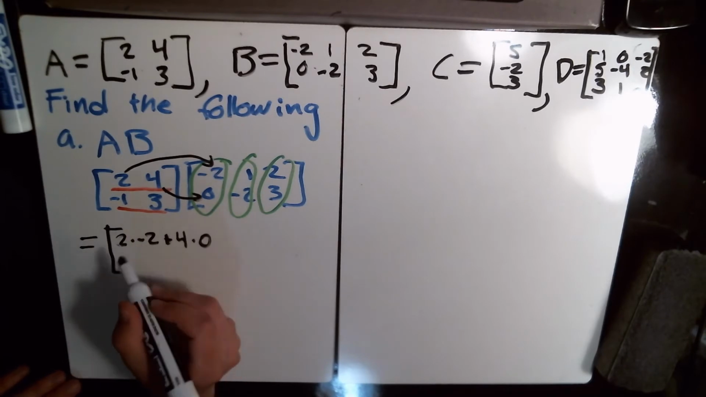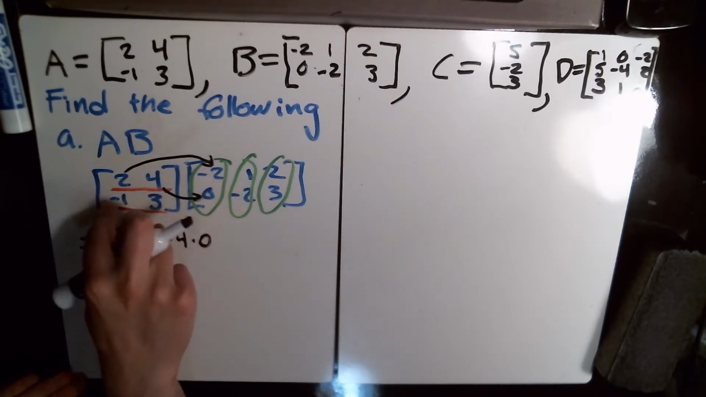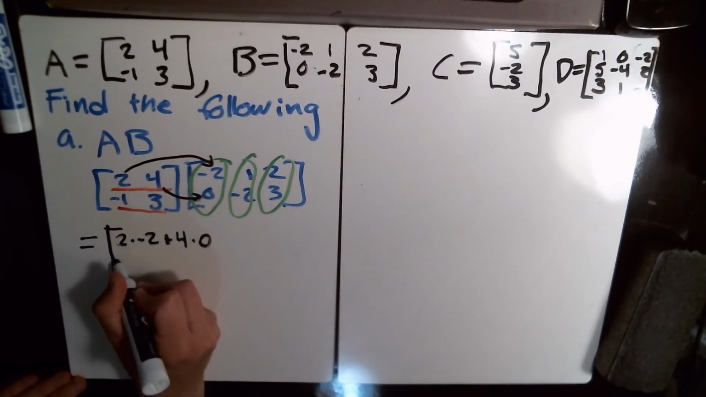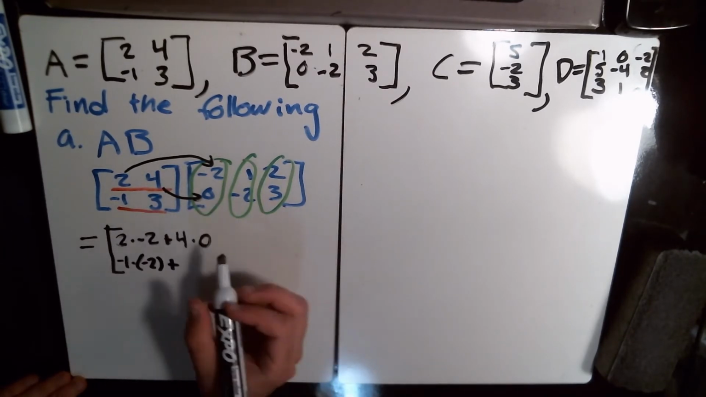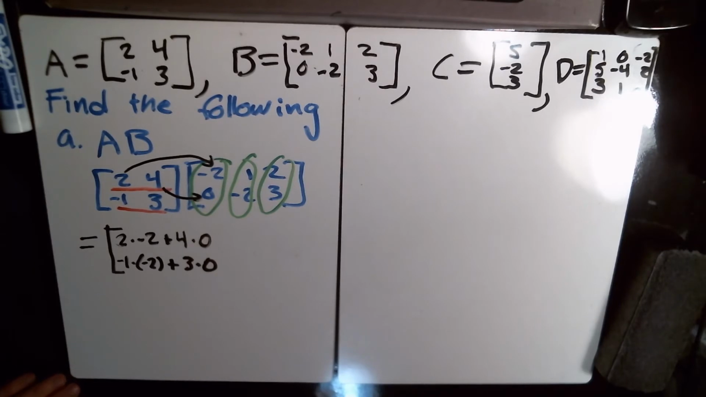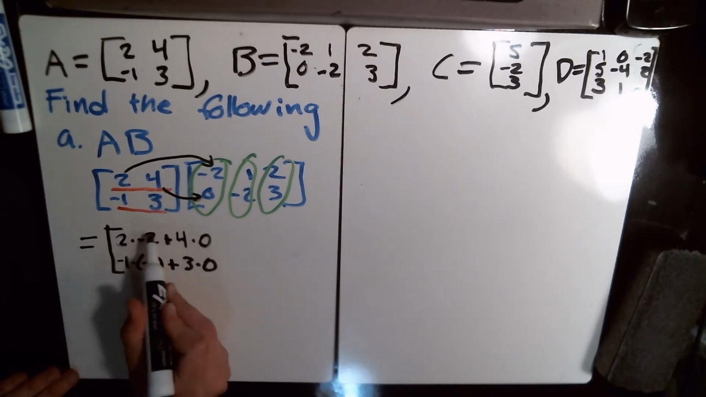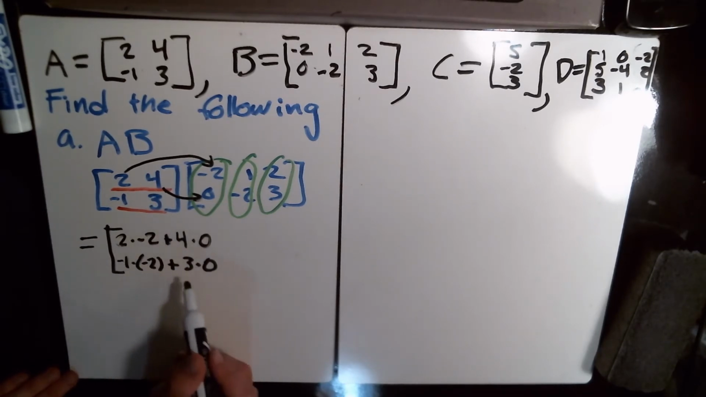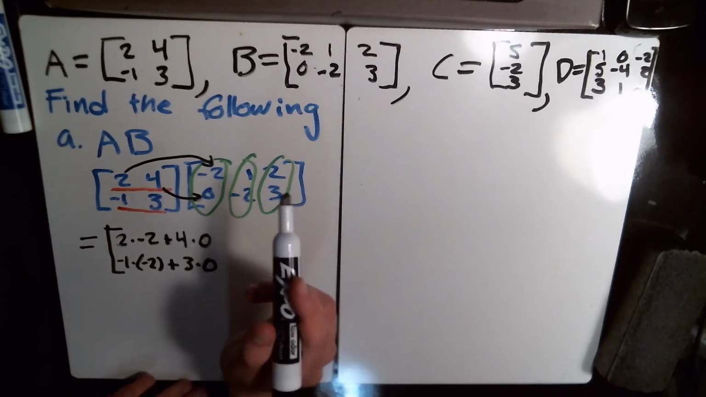Okay, so then for our second row, first column, I'm going to use the second row, first column. So we do negative 1 times negative 2 plus 3 times 0. Okay, so this is a whole entry here, right? This is what should be in the first row, first column. This is the whole entry here. I just need to simplify it a little bit, right? Okay, and then let's keep going here.